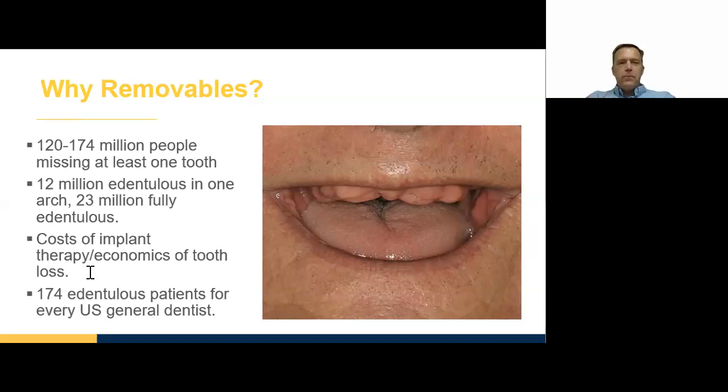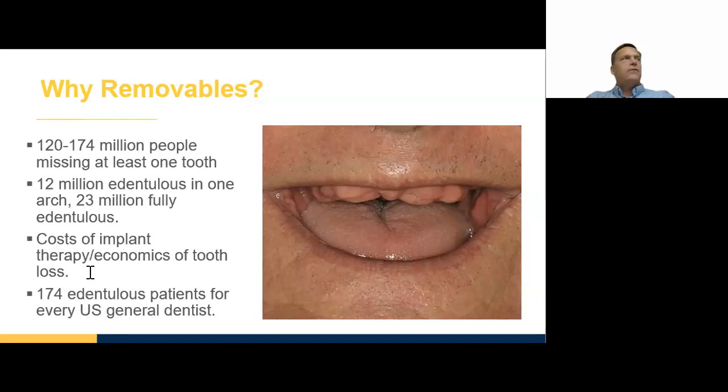Now, I think most of us would say that today, endosseous root form implants are the best way to treat missing teeth. And we have predictable methods for augmenting hard and soft tissue. So today, most people who are missing teeth could get an implant. So why are we even talking about removables? I think one of the things to keep in mind is that not all of our patients are going to be willing or able to do implant therapy.